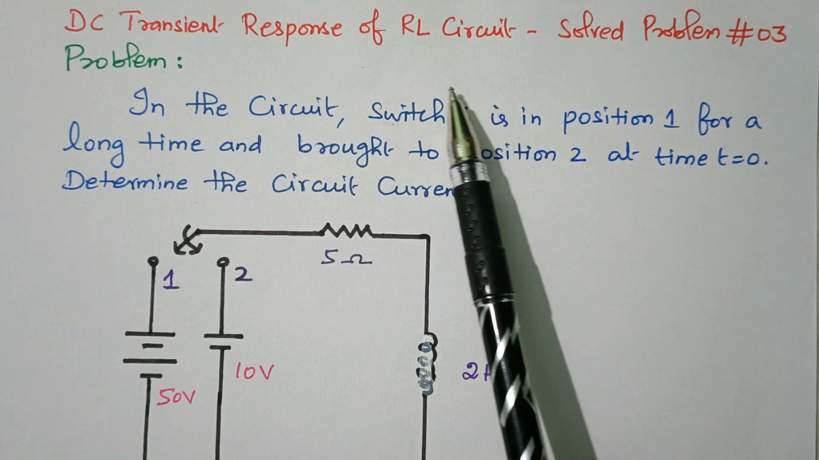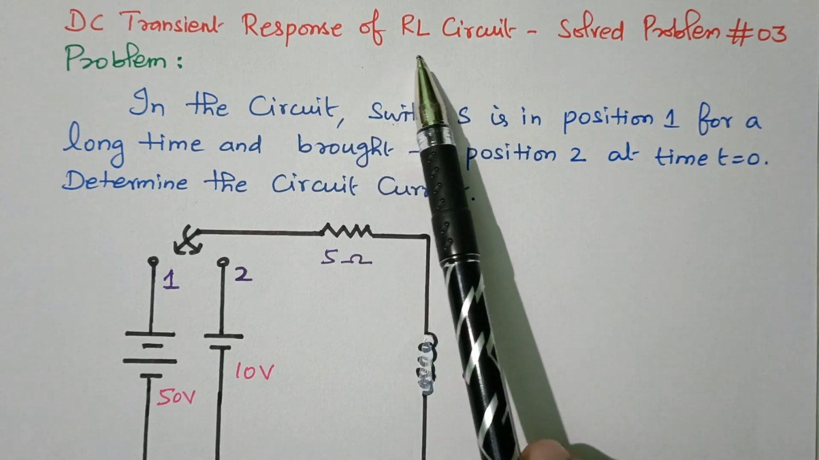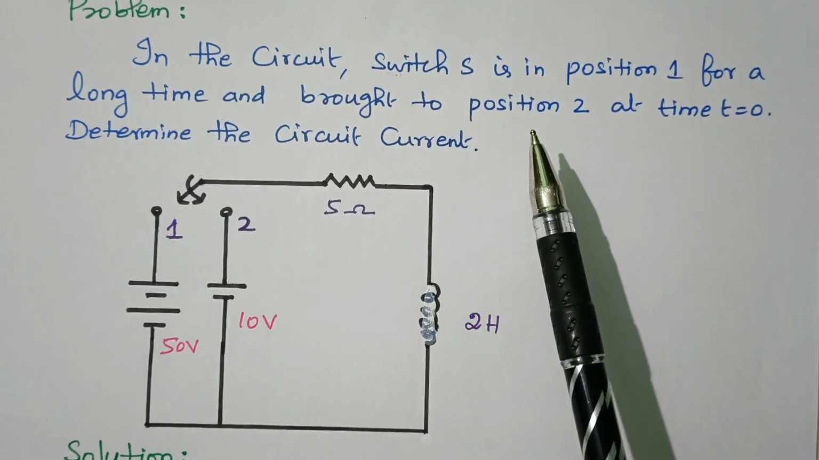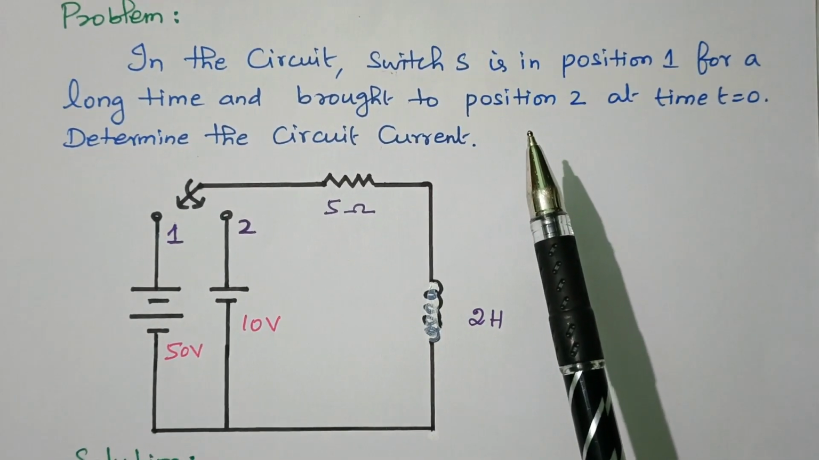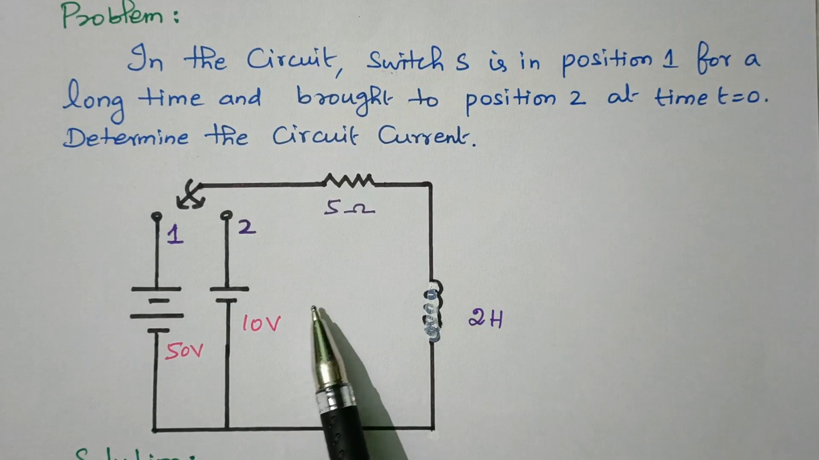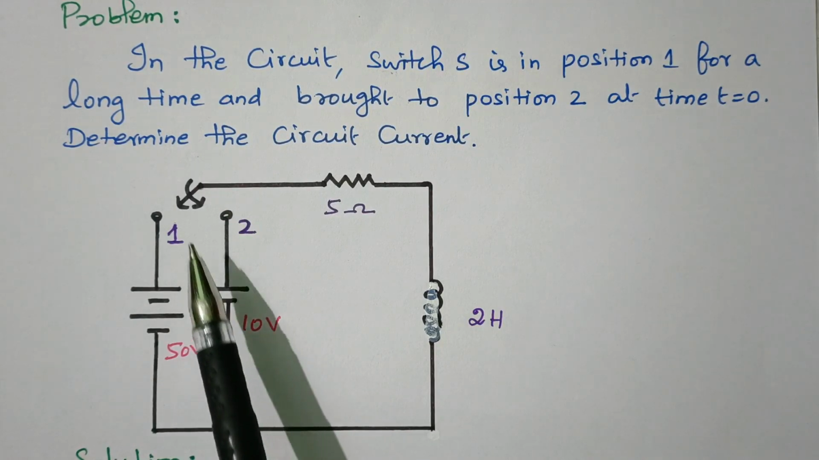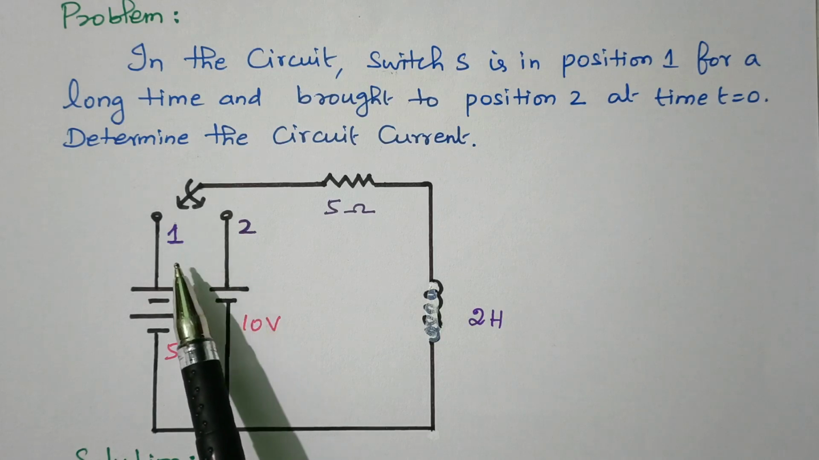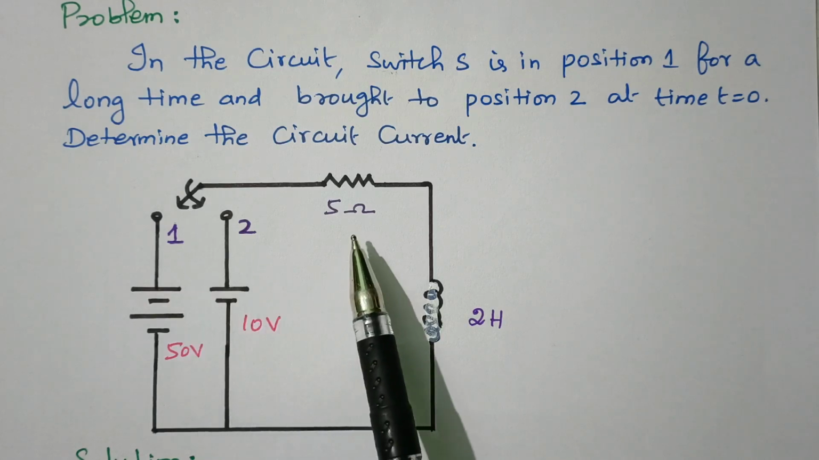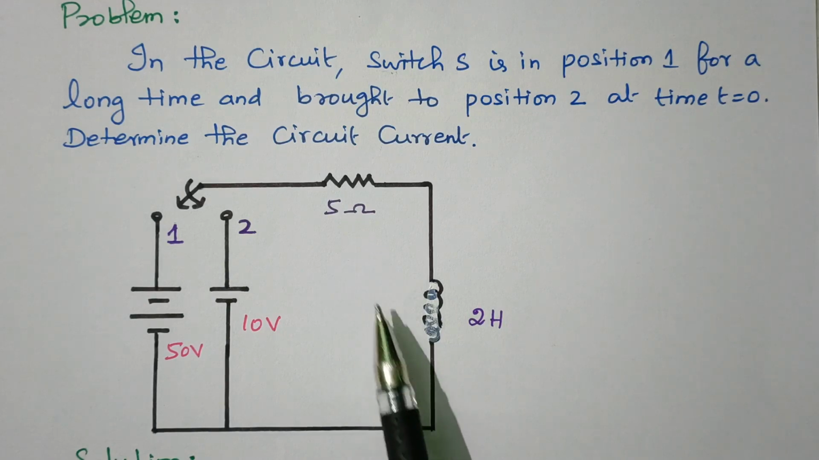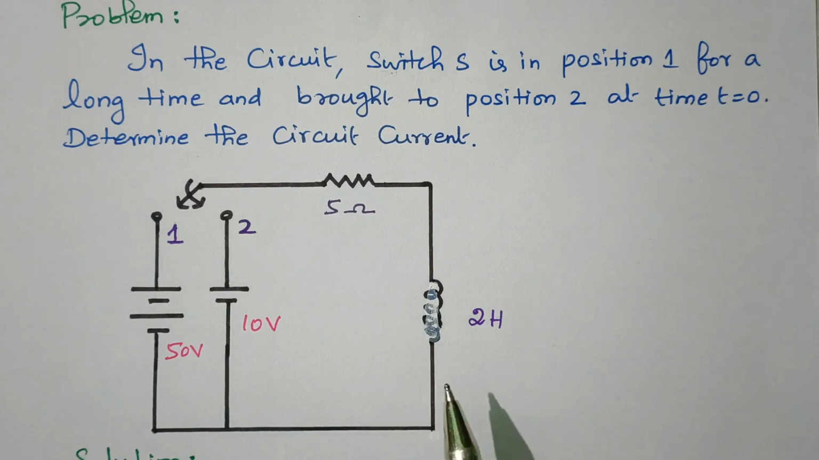Now we'll go to the topic DC transient response of RL circuit, solved problem 3. Now refer the circuit diagram. So this is the circuit diagram available. Two voltage sources, 50 volt and 10 volt, are connected by the switches there. Position 1, position 2. It is connected with an RL circuit, resistance and inductance, 5 ohm and 2 Henry.